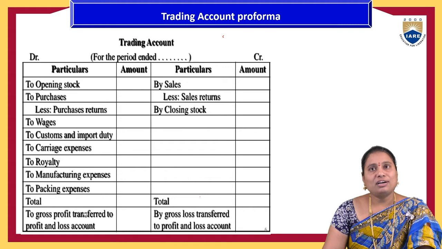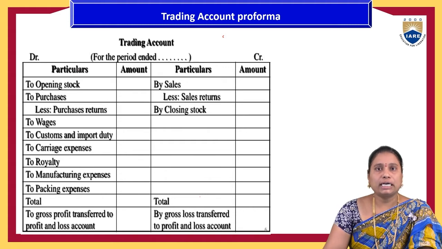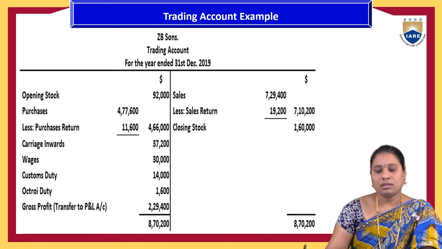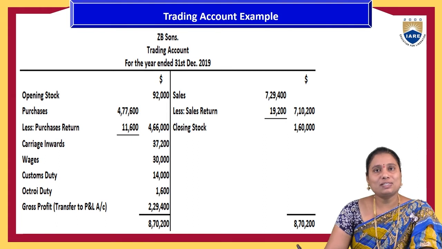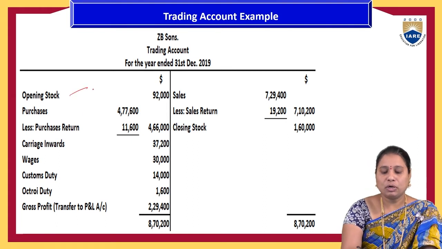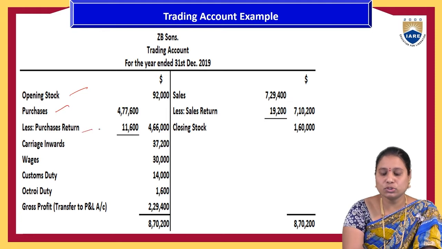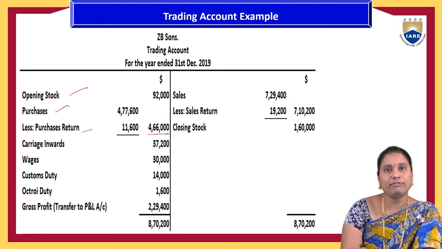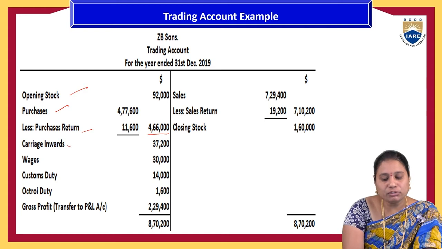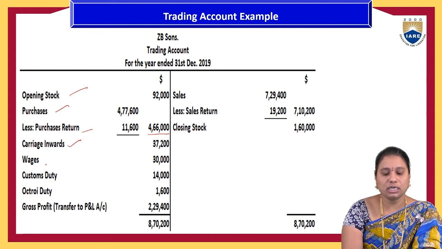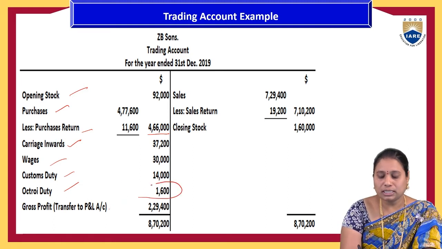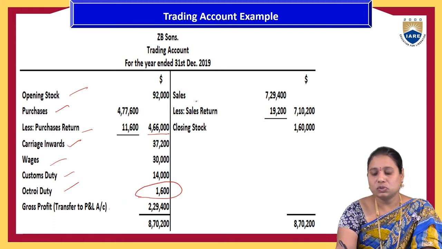That is the pro forma for the preparation of the trading account. If you see this example of a trading account, there is the opening stock, the purchases, and the purchase returns have to be deducted, and the final amount we have to take here. Carriage inwards are only mentioned under this trading account, along with wages, customs duty, octroi duty or anything similar, and they have to write it here, and the sales returns and the closing balances.